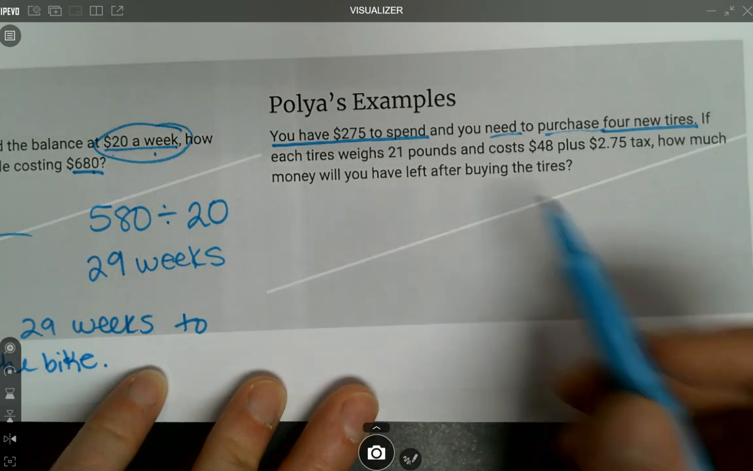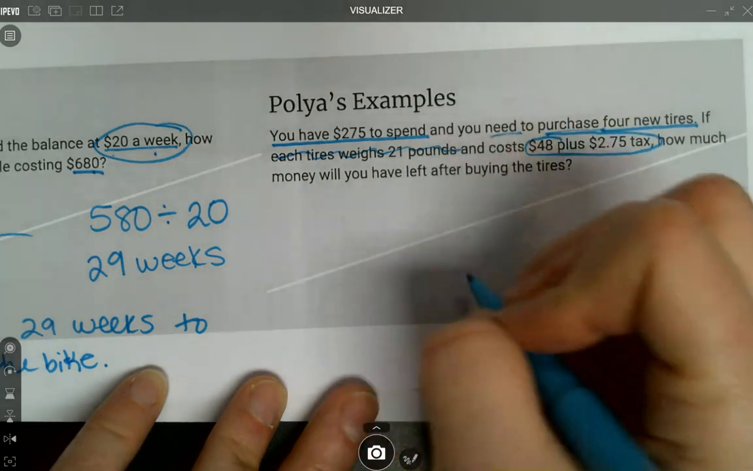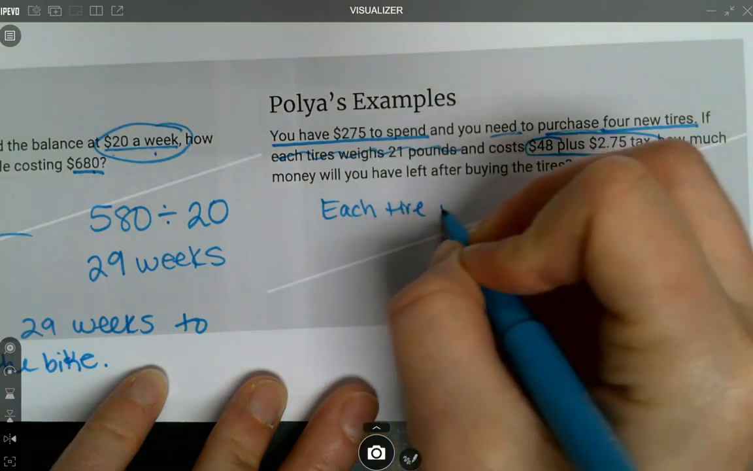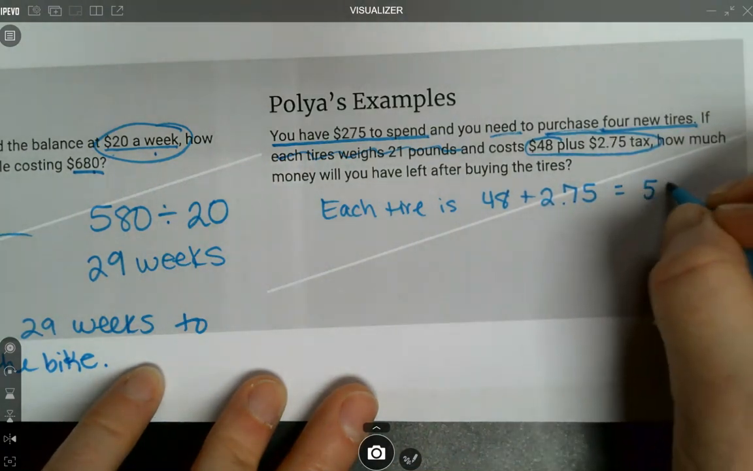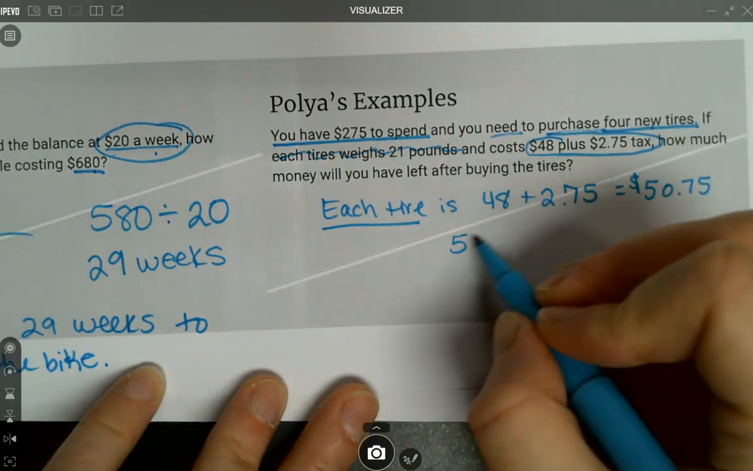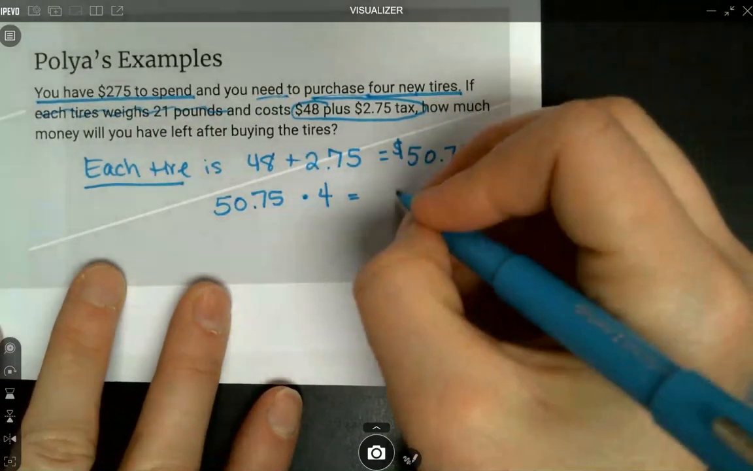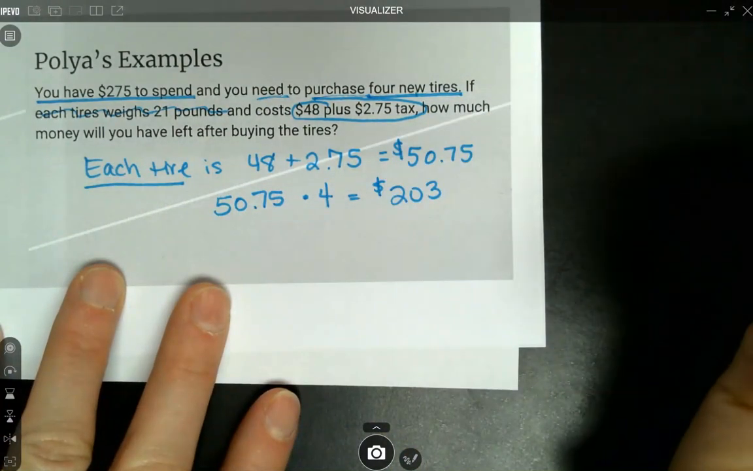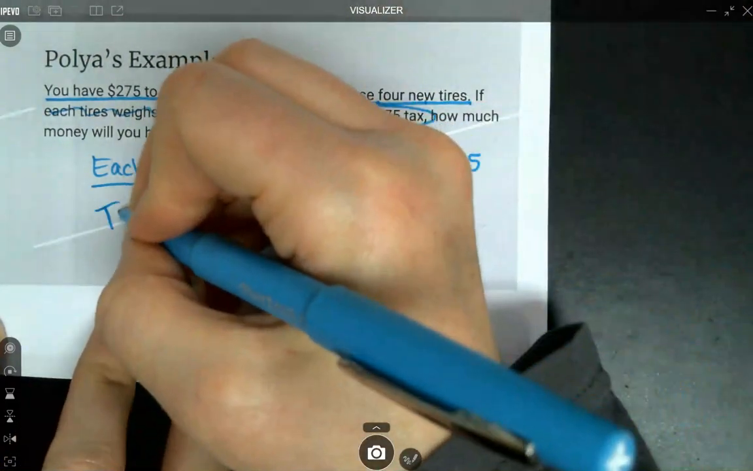So do we care about pounds? No. But the tire costs $48 plus $2.75 tax. So how much does each tire cost? $48 plus the $2.75. If we add that together, that's $50.75. Each tire, right? And we need 4. So we need to do the $50.75 times 4. $203. So that's not answering the question. That's answering how much total the tires are, total cost, right?